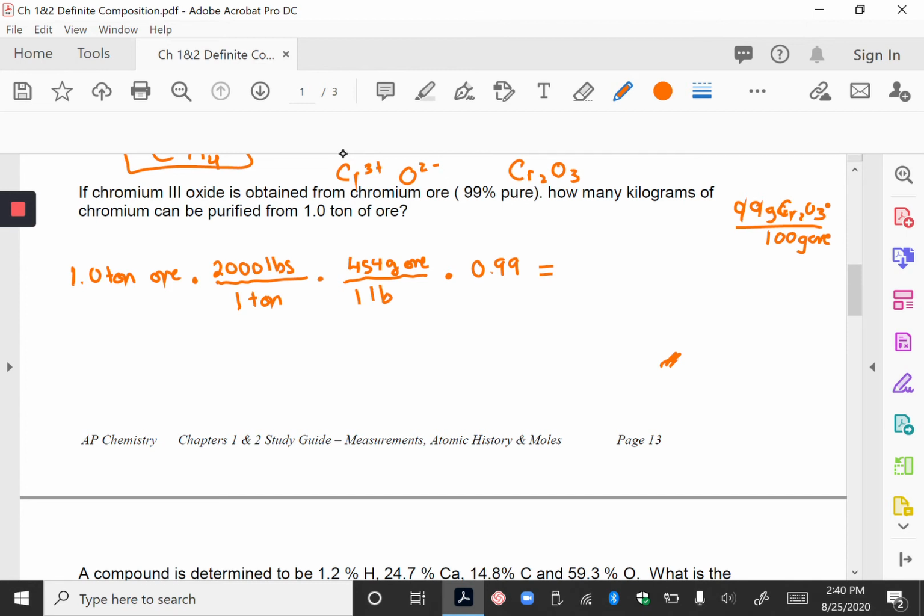say, it's a really big number. Yep, so you get 898,920 grams of chromium 3 oxide. So then what do we do with that? Well, we didn't want just chromium 3 oxide, we wanted chromium. So what I could do is start out with this number again.